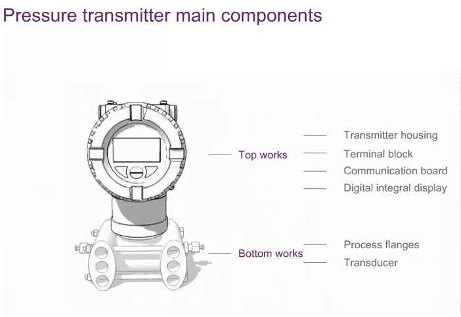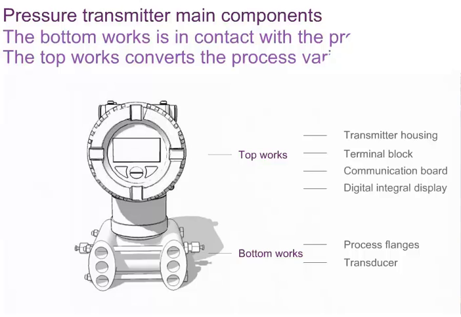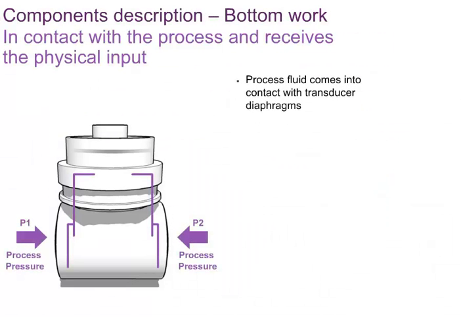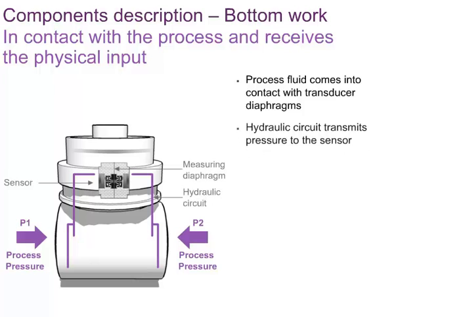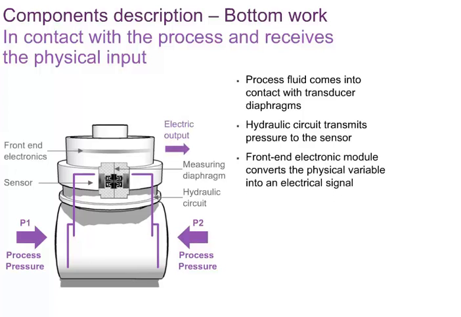Its task is converting the process variable. The bottom works is in contact with the process. The top works converts the process variable. The process fluid comes in contact with transducer diaphragms and pressurizes the filling fluid inside the hydraulic circuit of the transmitter. This pressure goes directly to the sensor that is connected to the front-end electronic module, also called primary electronic, converting the physical variable into an electrical signal.